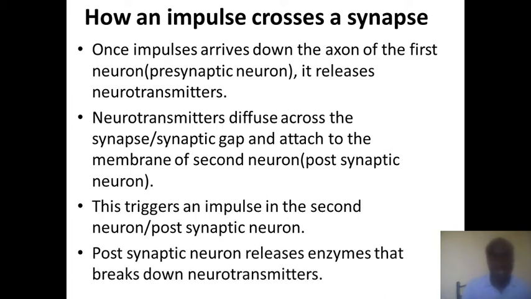Then once an impulse has been generated in the postsynaptic neuron, that postsynaptic neuron will release enzymes that break down the neurotransmitters. Then the materials, after being broken down, are recycled. They are used to produce new neurotransmitters. So that's how an impulse crosses a synapse.